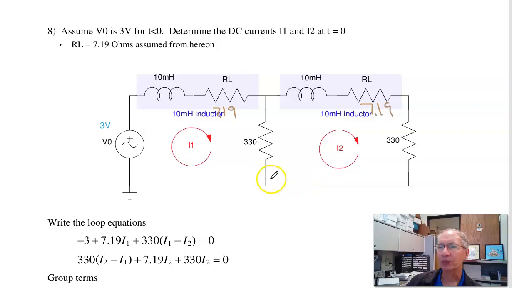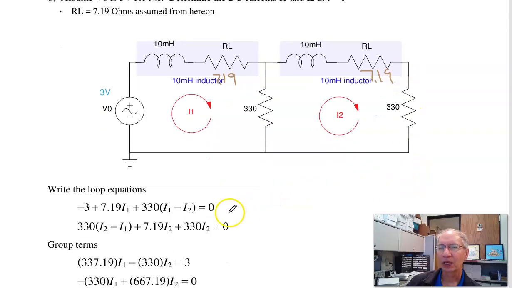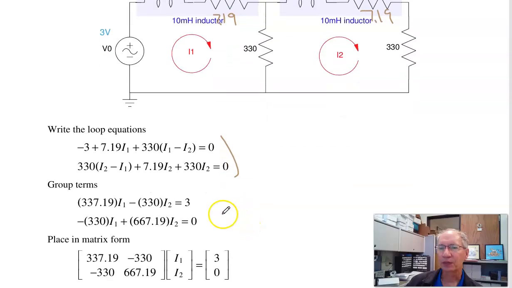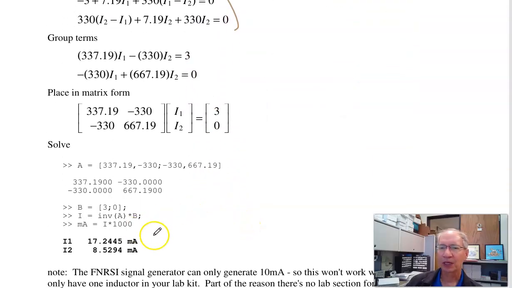Going around loop I2: 330 (I2 minus I1) plus 7.19 I2 plus 330 I2 equals 0. Two equations, two unknowns. Group the terms and solve. I wind up with these initial currents.